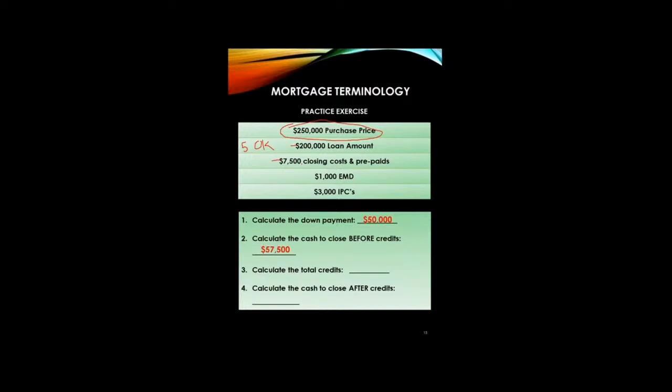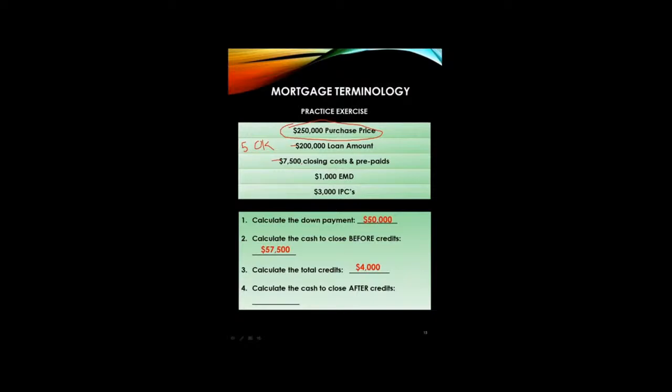Calculate the total credits. Total credit is $4,000. Well, why is it $4,000? Well, you have $1,000 earnest money that was given early on in the transaction, and then you have a $3,000 seller concession. Add them up together, that's $4,000. That's going to be a credit towards the loan.